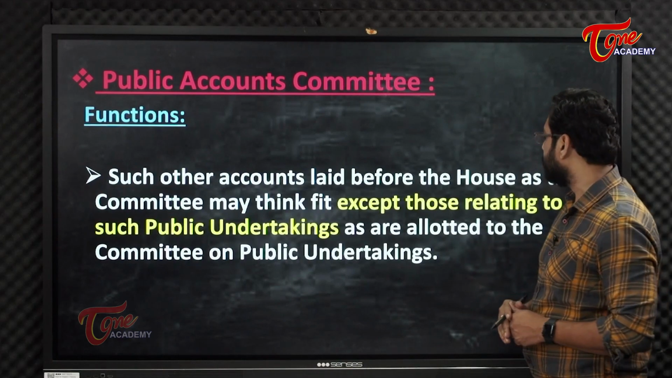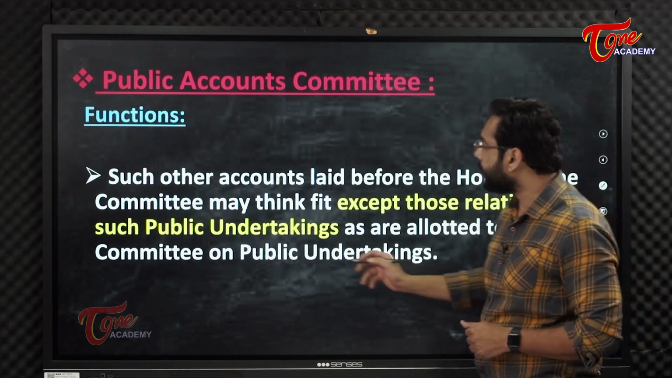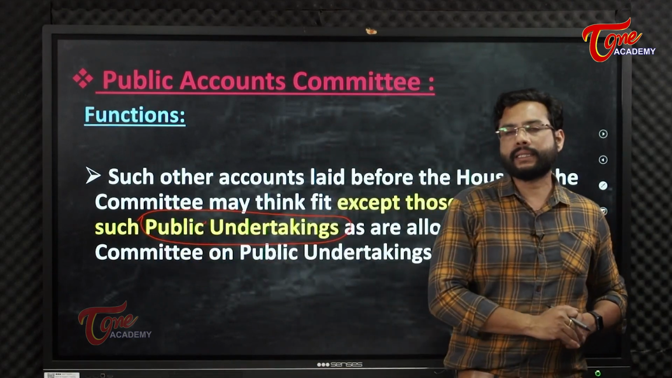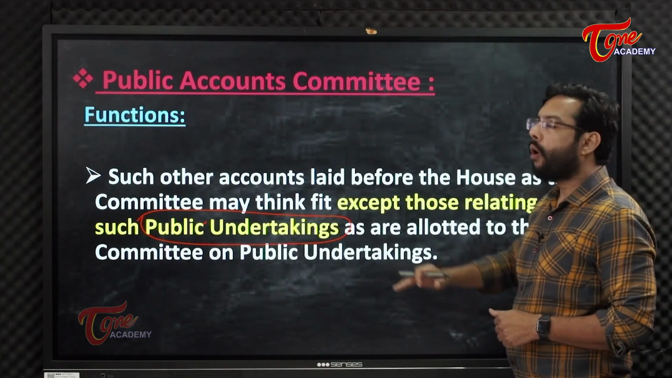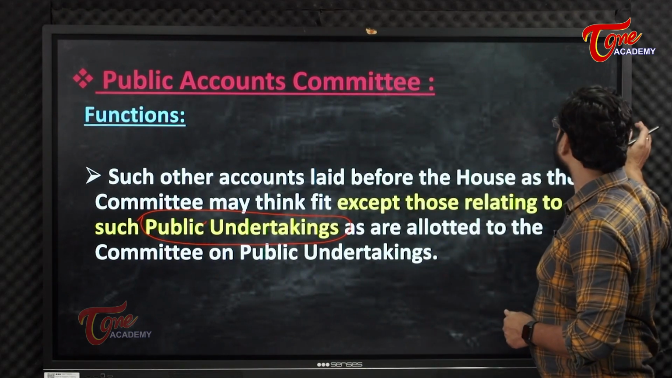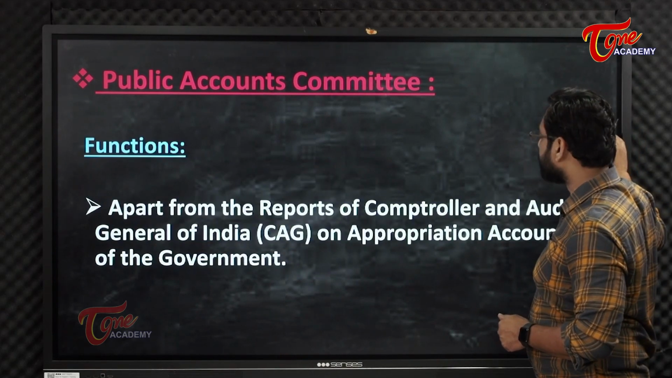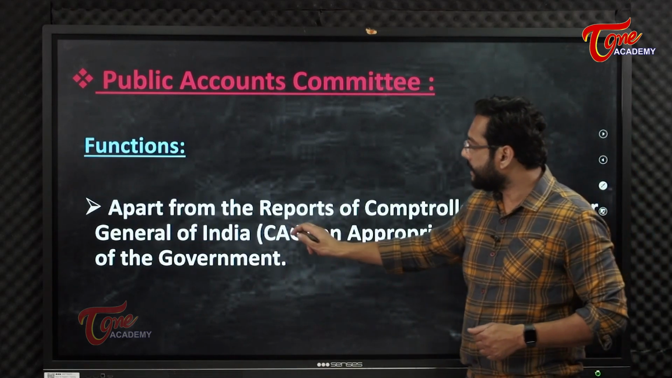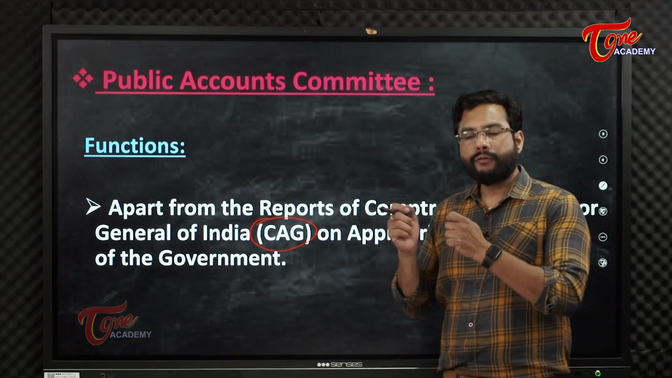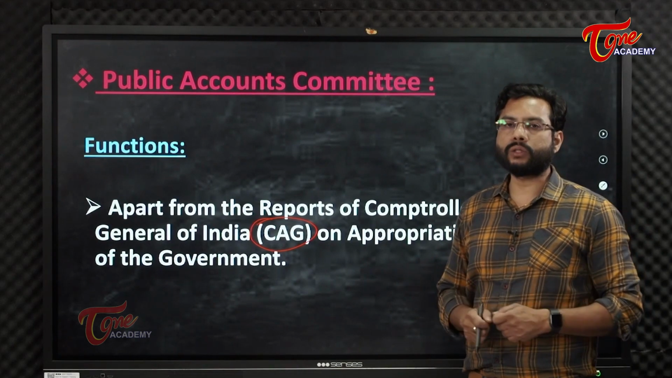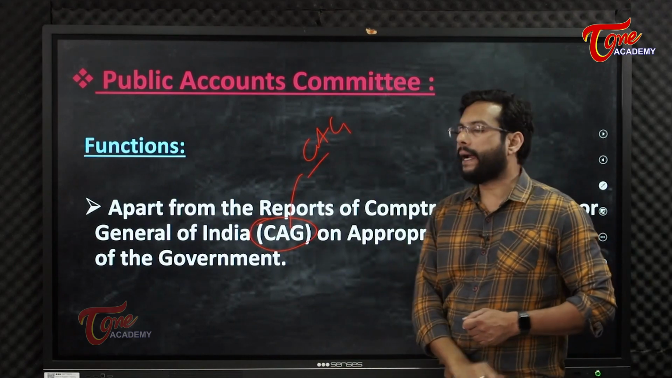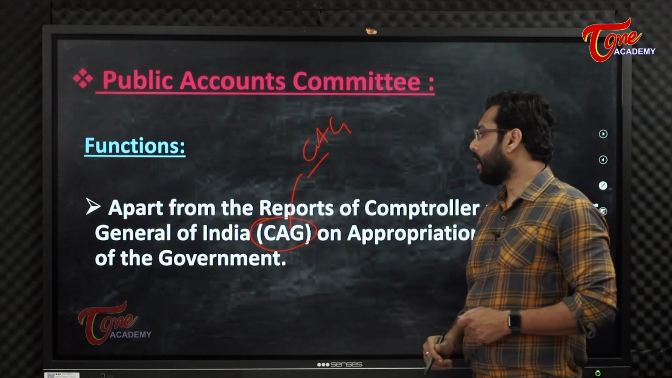So, various functions. It excludes public undertakings, because we have an exclusive committee, that is, the Committee on Public Undertakings. All other matters related to finances are examined by the Public Accounts Committee. As we have said, CAG is the base. The Comptroller and Auditor General's report forms the base of the Public Accounts Committee. That is why we call the CAG the friend, guide and philosopher of the Public Accounts Committee.